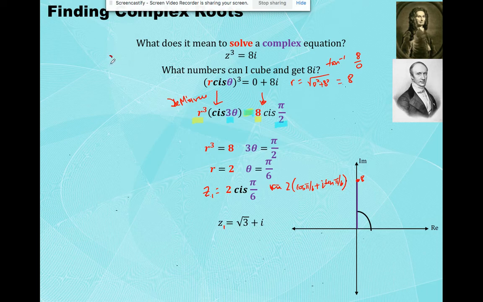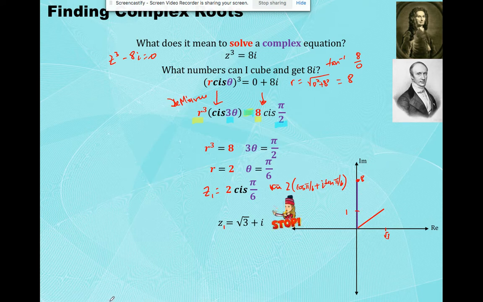I could also write this way, z cubed minus 8i is equal to 0. Let's graph that on the Argand plane. Root 3, which is a little bit bigger than 1, and 1. If you cube root 3 plus i, you will get 8i. You will get this length. It should be longer, right?